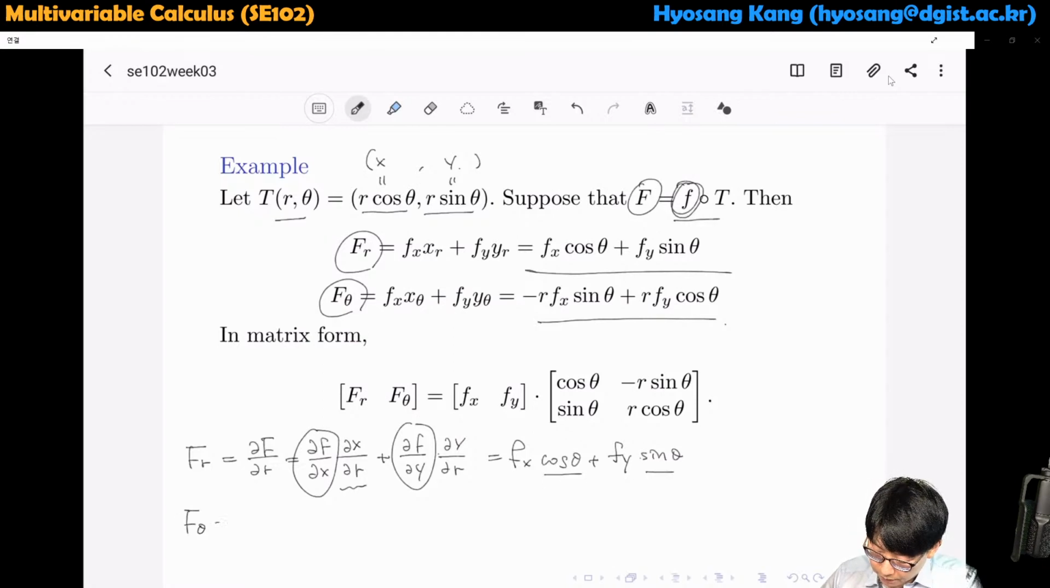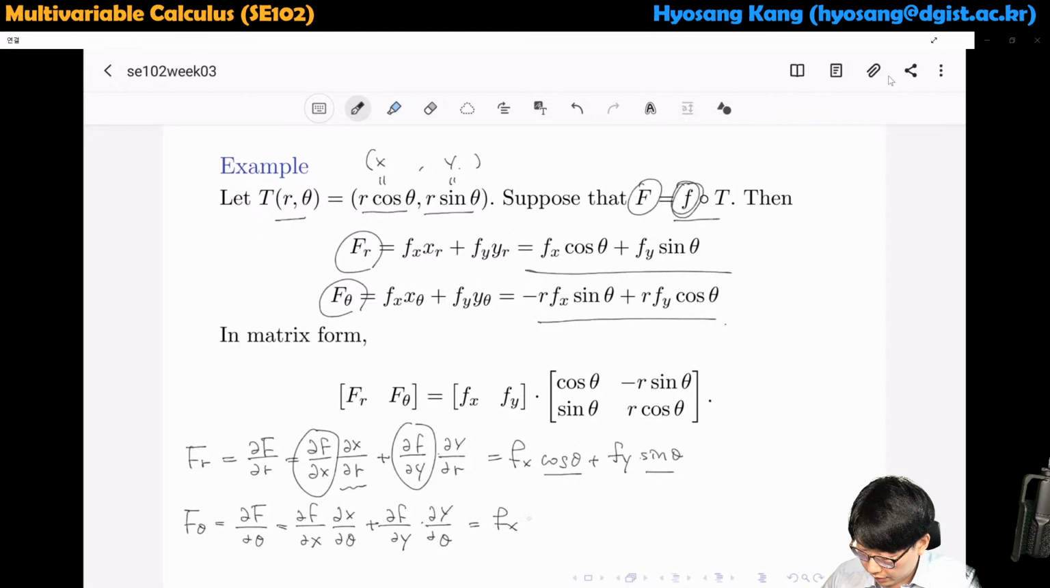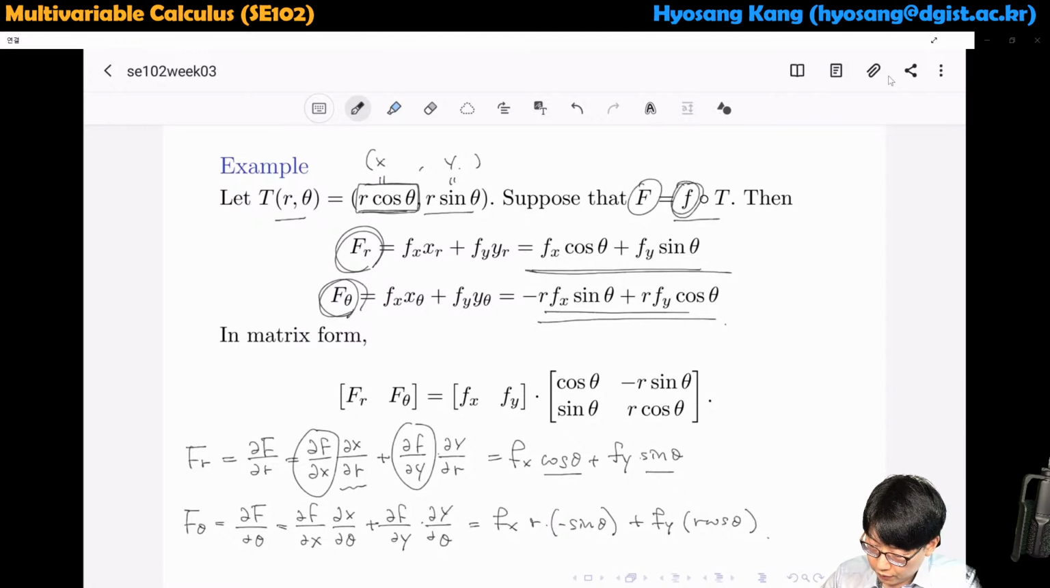How about F_theta? We have ∂F/∂theta, which can be written as ∂f/∂x ∂x/∂theta plus ∂f/∂y ∂y/∂theta. So we have f_x, and now we are taking a partial derivative of this formula by theta, therefore I'm taking r as a constant, so r times minus sine theta, plus f_y times r cosine theta. So we have two expressions for F_r and F_theta.